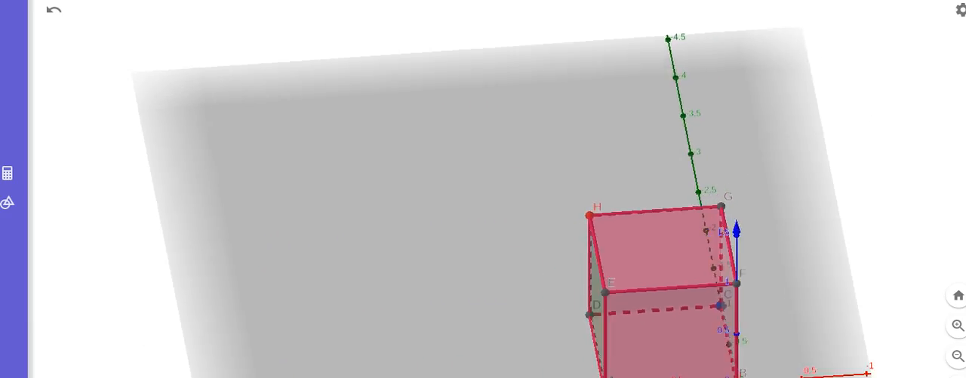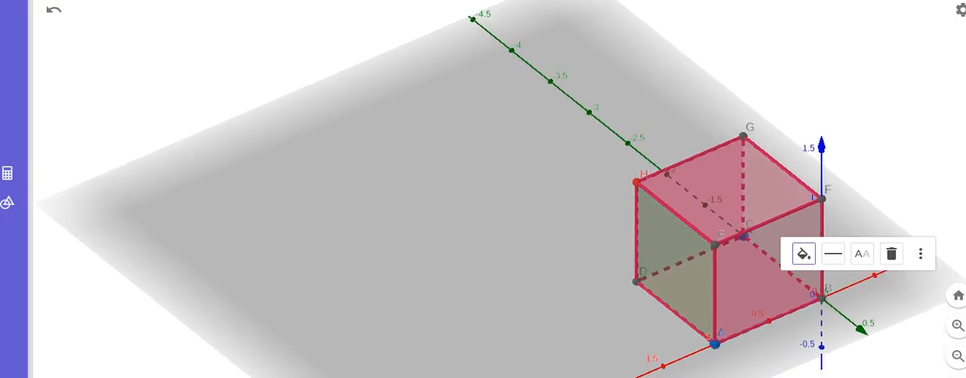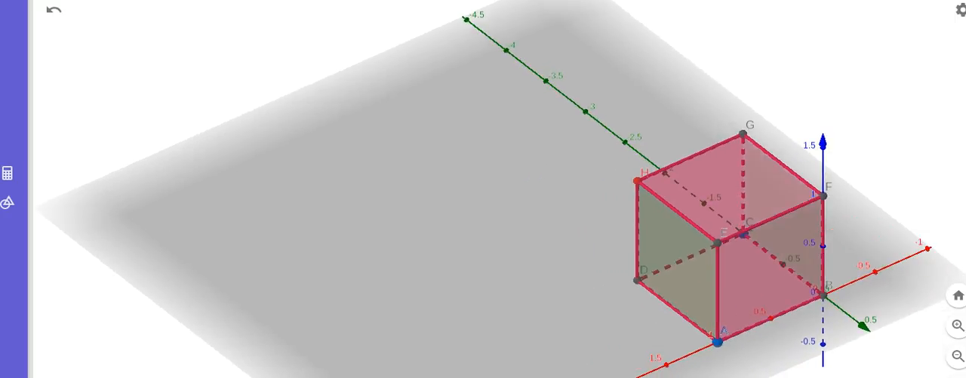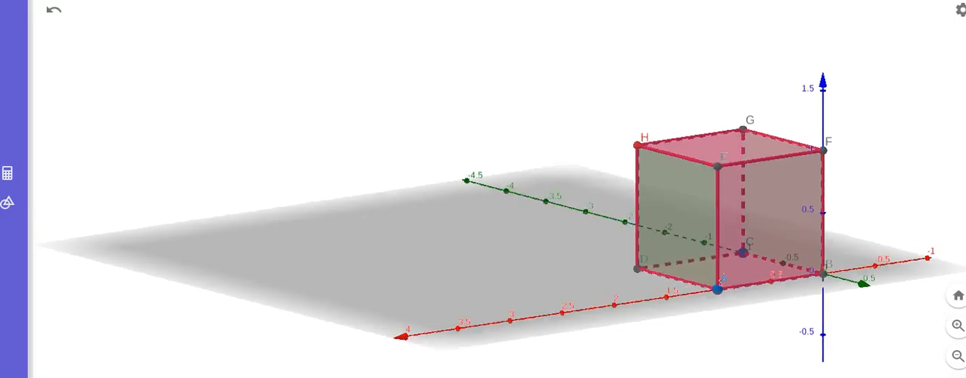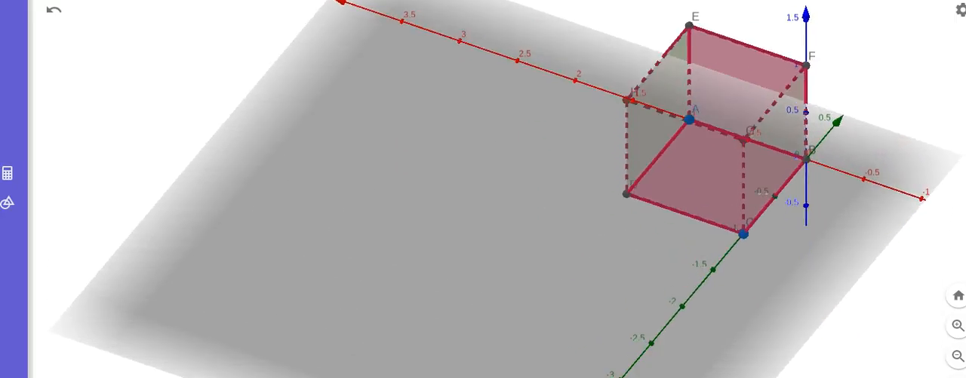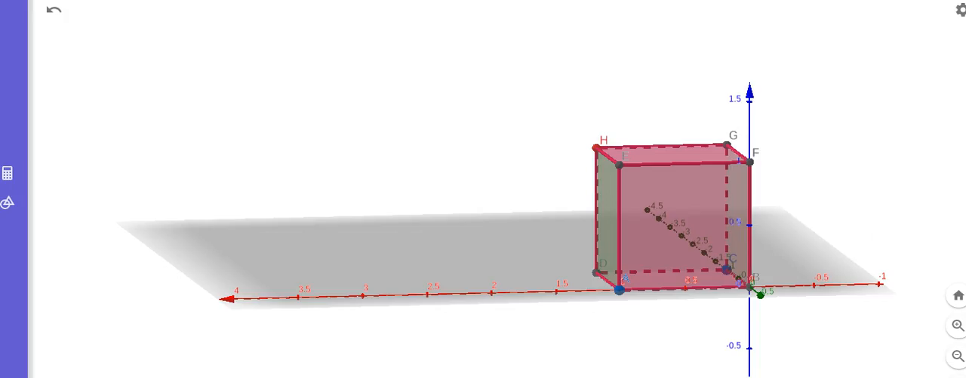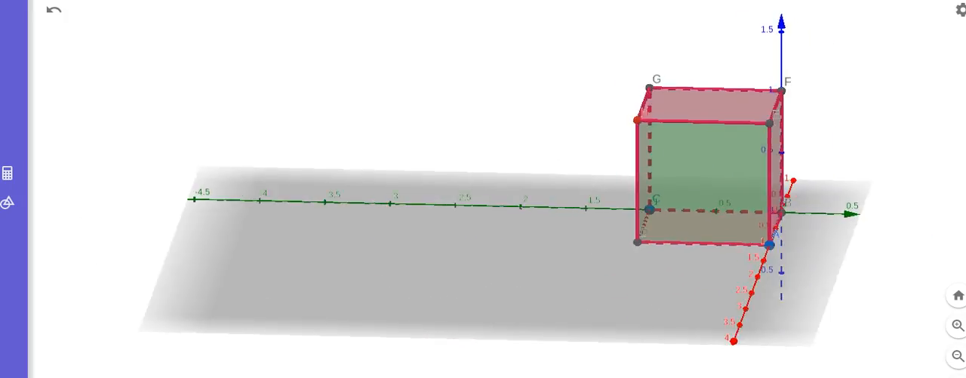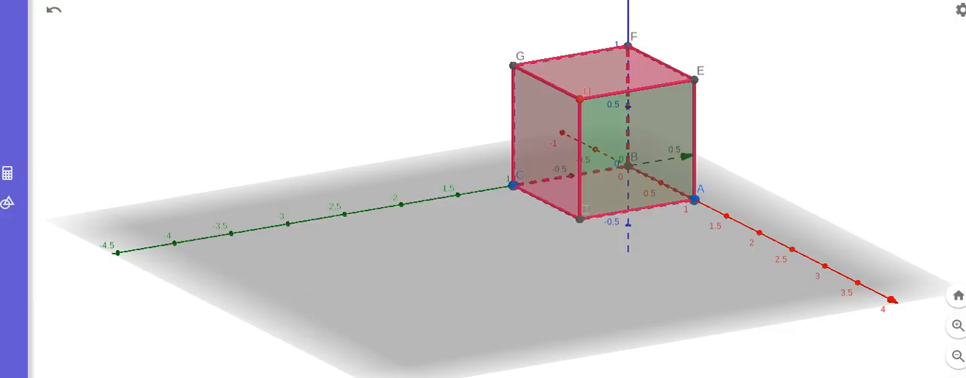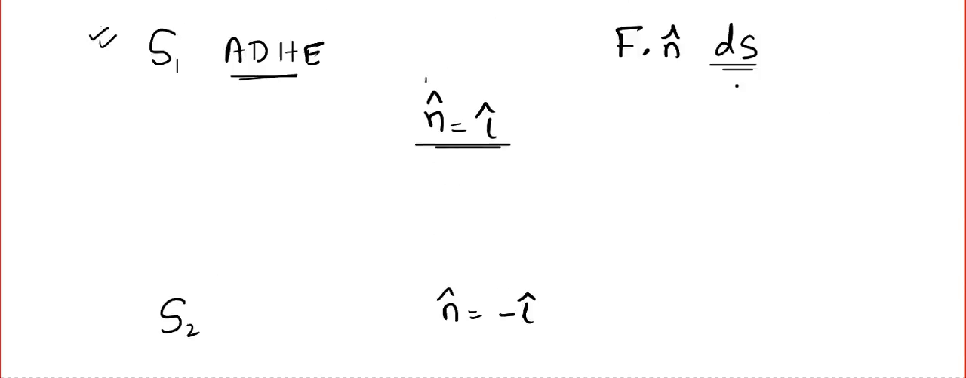Now I'll go down to S3. For S3 I'll take top and bottom. If you look at the top one, it's very clear. You can even see the normal at the end. It is the z-axis, so that will be K. So what will be the outward drawn normal? K. And if you look at the one below, this surface beneath it, it will be minus K. And for the other 2 surfaces, it will be J and minus J. That is obvious. Okay, so let's start with the first surface.